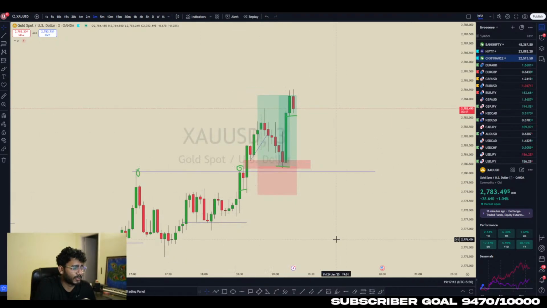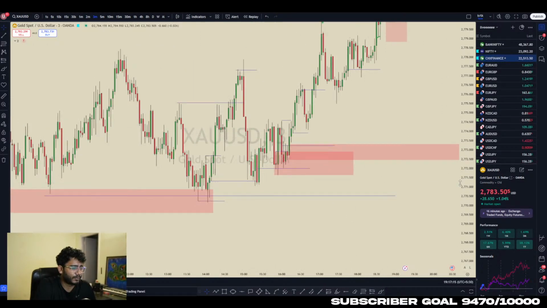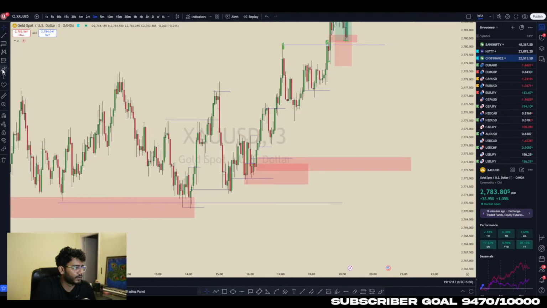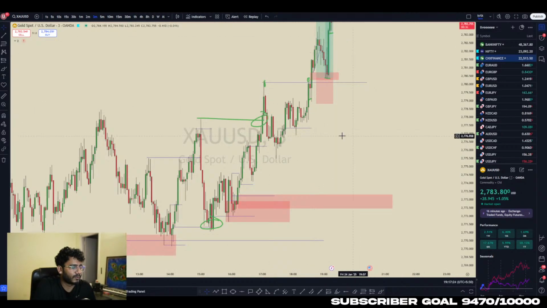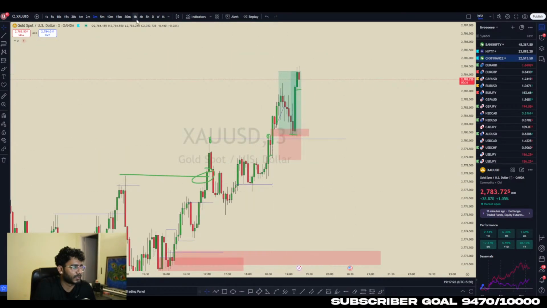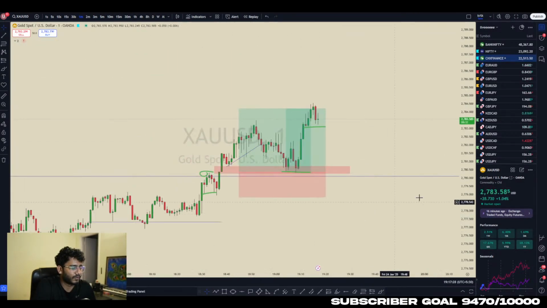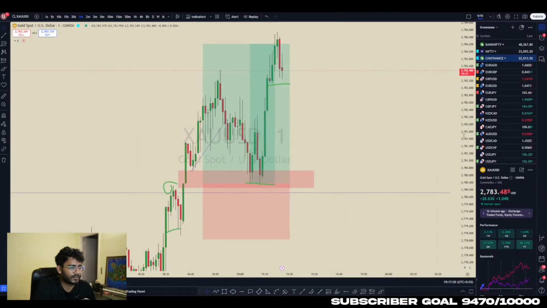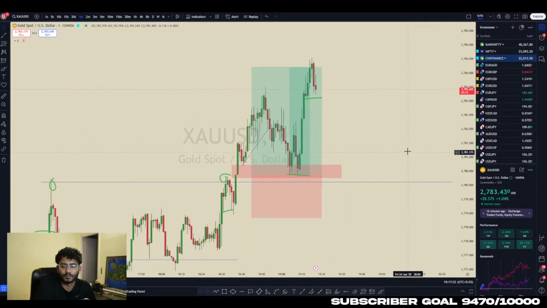I think price will continue higher, something like this. For example, if we took this entry, okay, and if we exited over here, we are losing on this whole move to the upside. So that's why we have to trail the stop loss to the upside, like at least 20 to 30% of the position.